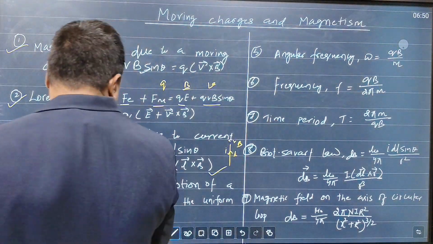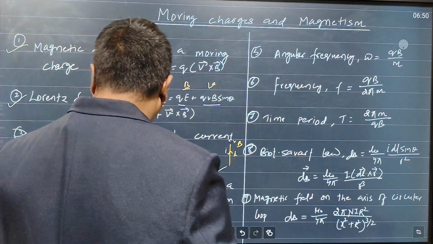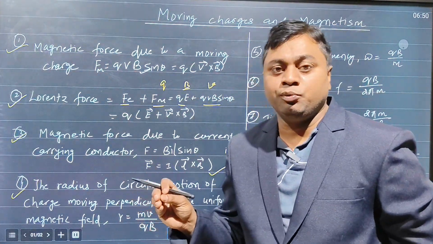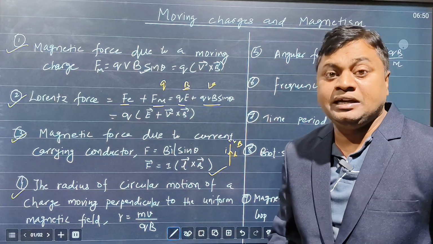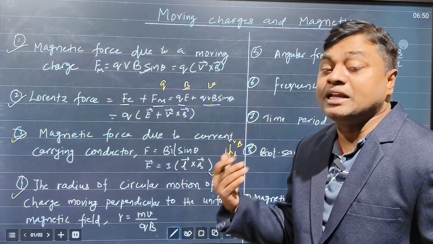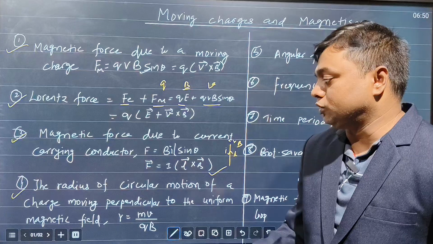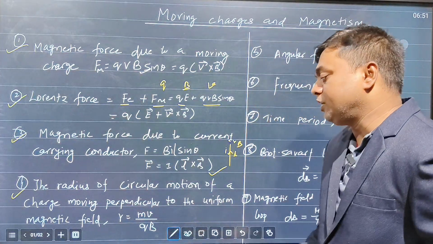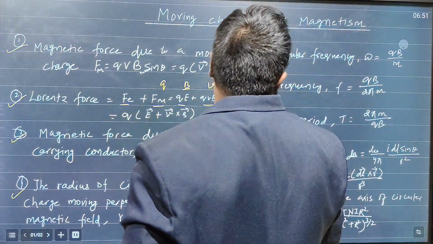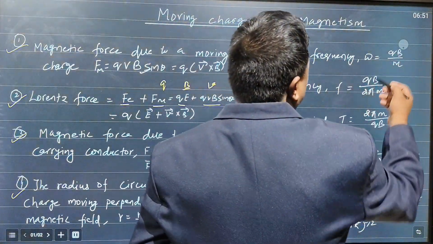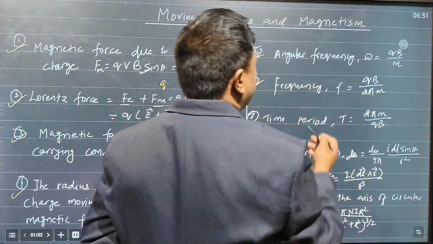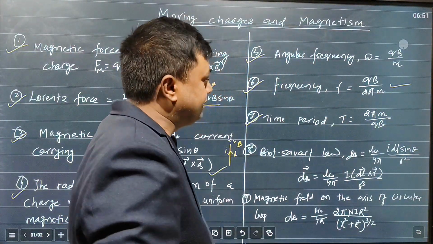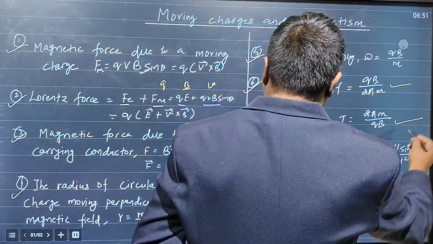Next, radius of circular motion of a charge moving perpendicular to the uniform magnetic field. Whenever charge q is moving in the magnetic field B at an angle of 90 degrees, meaning it is entering perpendicular, what is the radius of the circular path? Radius is equal to mv by qB. Next, angular frequency, omega is equal to qB by m. Frequency f is equal to qB by 2 pi m. Time period T is equal to 2 pi m by qB.